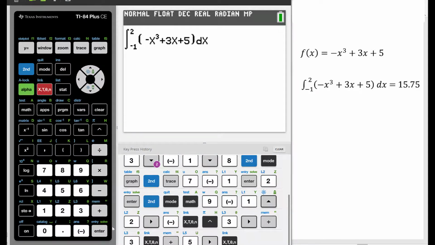And then we're going to press here dx. Enter. And we get 15.75, which is exactly the same answer we had gotten before.